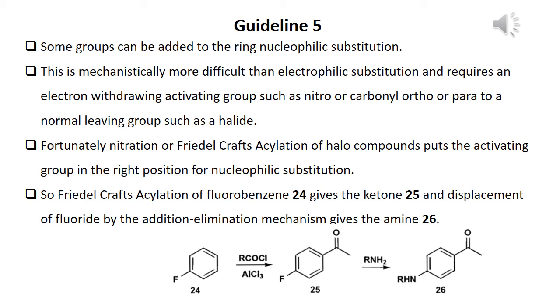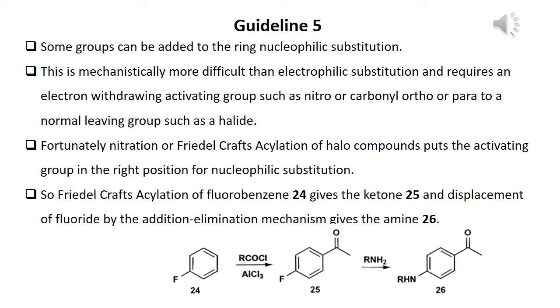Now, if we are doing the nitration or Friedel-Crafts acylation of the halo groups, then what are we getting? The halogen is an activating group, and it is ortho para directing also. So the halo can put the incoming nucleophile at the ortho or para position. Friedel-Crafts acylation of fluorobenzene 24 gives the ketone 25, and displacement of fluoride by the addition elimination mechanism gives amine 26.